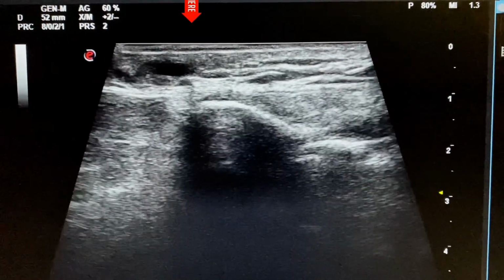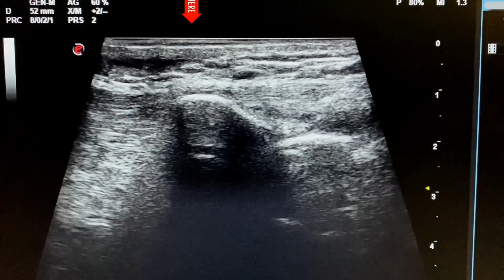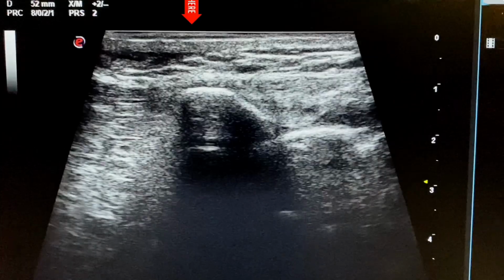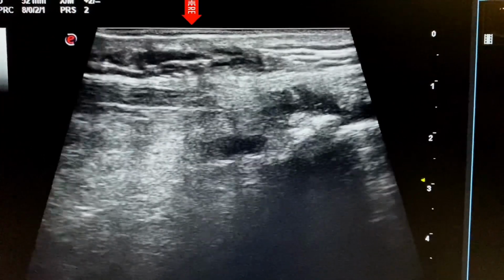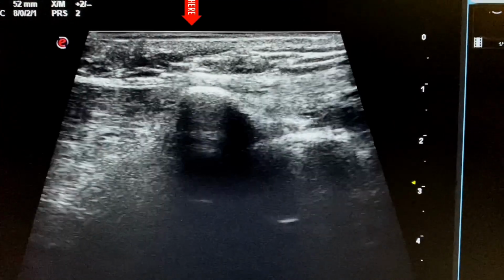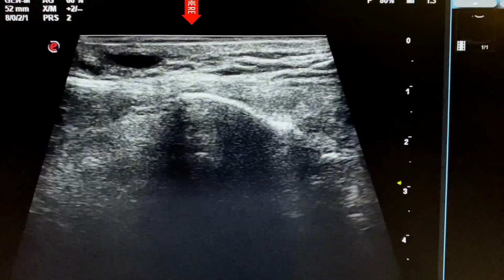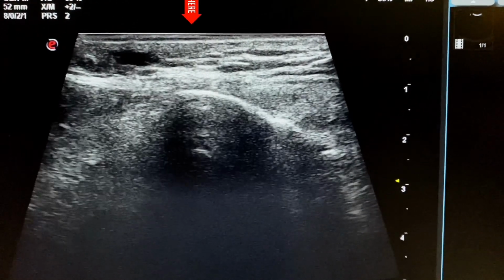A 60-year-old male presents with complaints of swelling at the left lateral side of the lower limb below the knee joint. He has no complaint of pain or localized tenderness, but there is watery discharge.